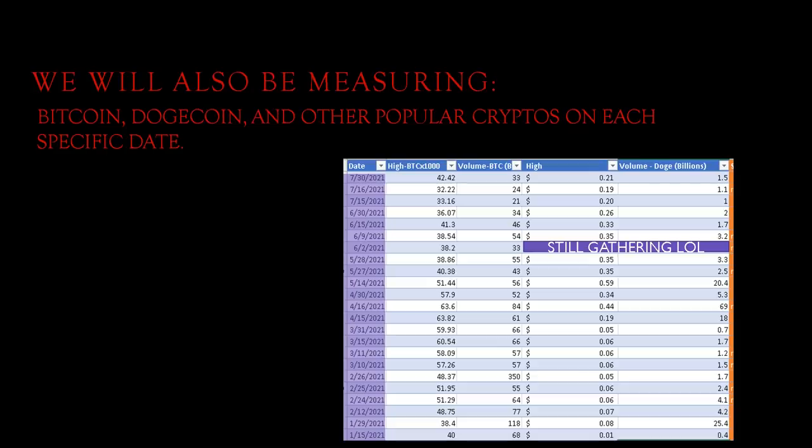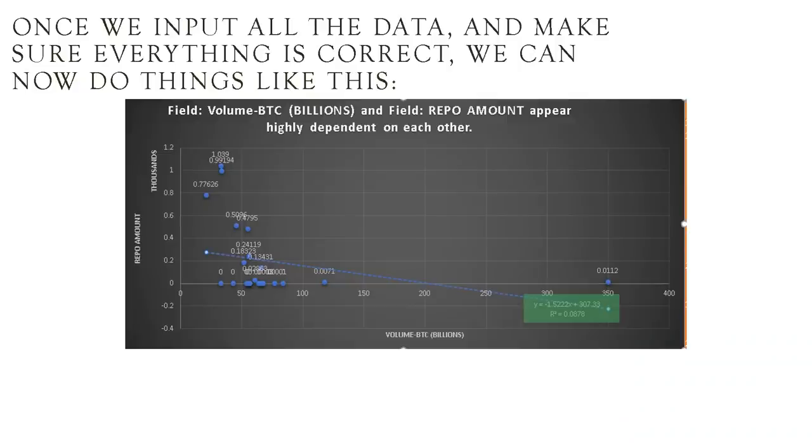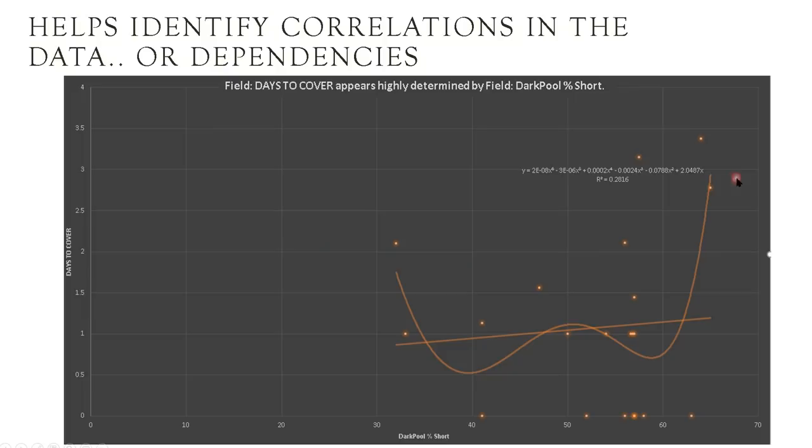We're also going to be measuring Bitcoin, Dogecoin, and other popular cryptos on each specific date as well. And once we input all the data, which we have started to do, I've shown some of you this already, we can start to see correlations using a little bit of math and graphing, basically seeing correlations like this one here. Volume for Bitcoin and field repo amount appear highly dependent on one another. Helps identify correlations in the data or dependencies, such as field days to cover, appears highly determined by field dark pool percent short. Now, of course, this is going to require further investigation, but interesting to see that the model starts making correlations right off the bat.